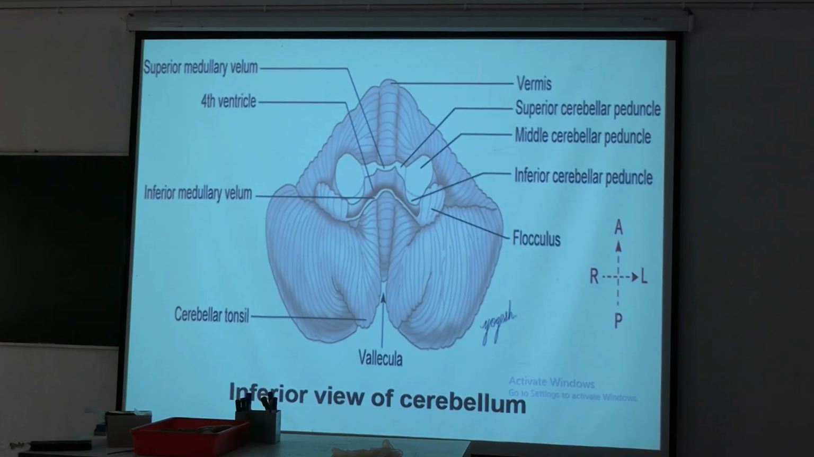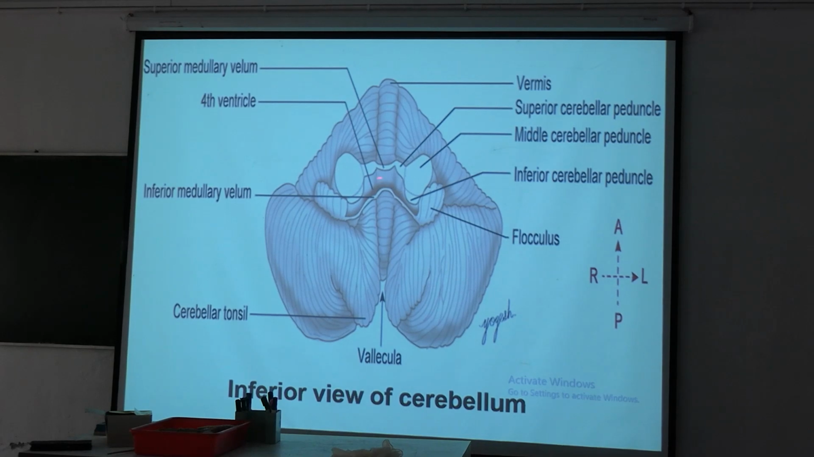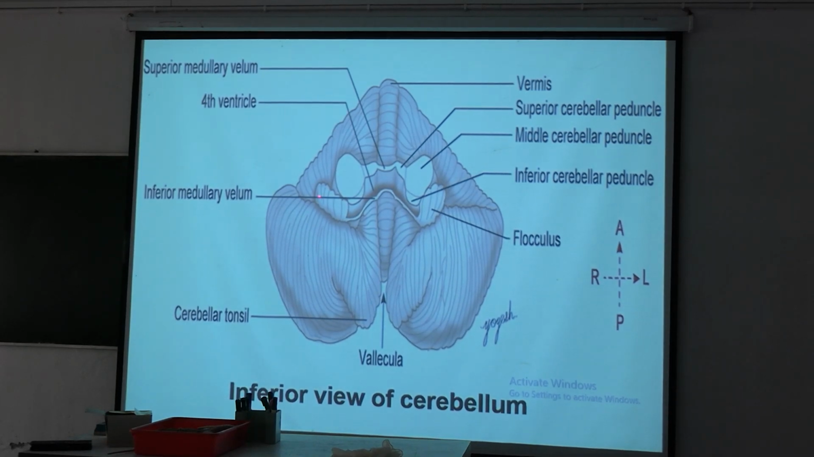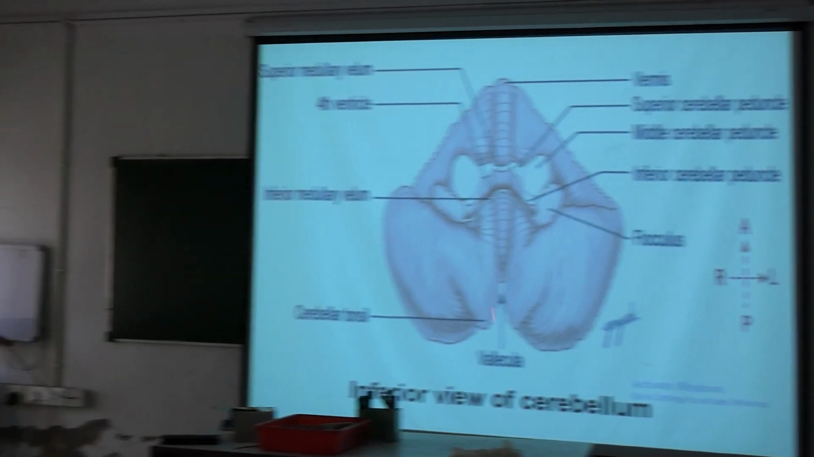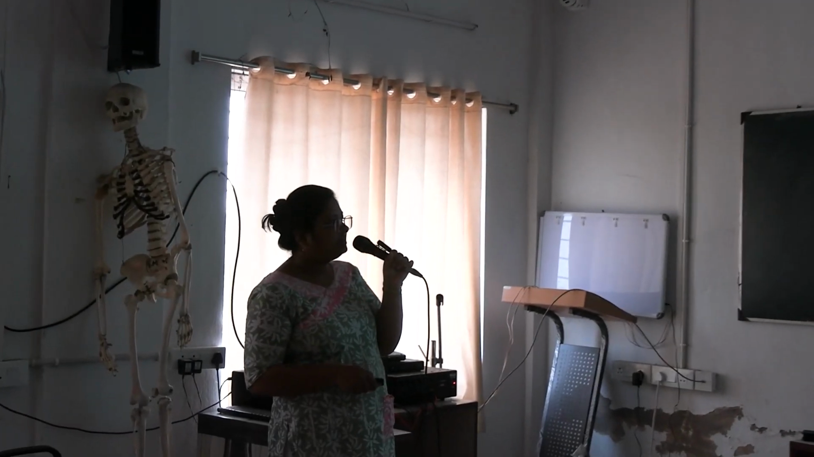This is the inferior view. Here you can see the flocculonodular lobe. Here is the nodule, and these are the flocculus. Together they form the flocculonodular lobe. And this will be the posterolateral fissure. Here you can see the vermis is very prominent in the midline. This projecting part is the cerebellar tonsil, and this is the vallecula, separating the vermis from the cerebellar hemispheres.